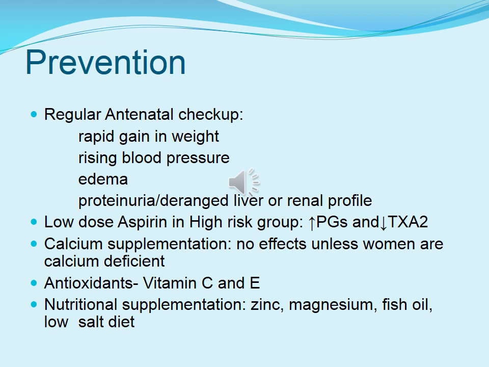We can give them low dose aspirin, 81 milligrams, in this high risk group, in which we restore the balance between prostaglandin and thromboxane A2. Calcium supplementation: no effect is so clear unless women are calcium deficient. Sometimes we give antioxidants such as vitamin C and E, and nutritional supplements such as zinc, magnesium, fish oil, and a low salt diet.